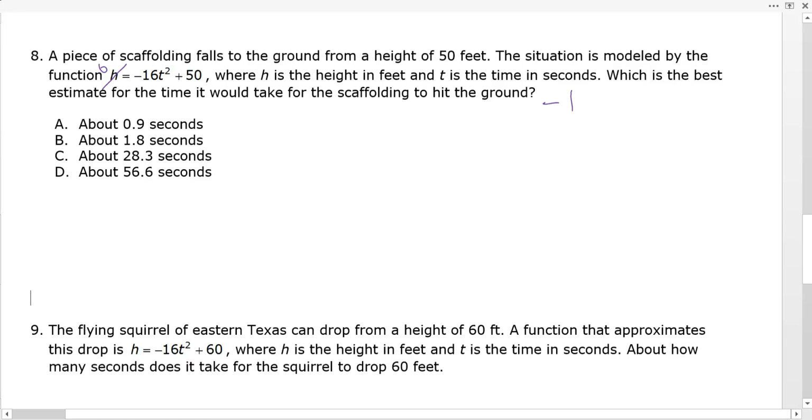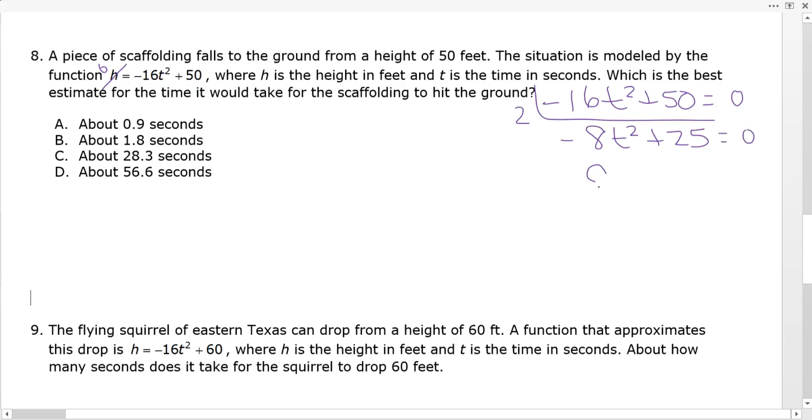So I have -16t squared plus 50 equals 0. And I can divide by 2. And I get -8t squared plus 25 equals 0. So A is -8, B is 0, and C is 25.